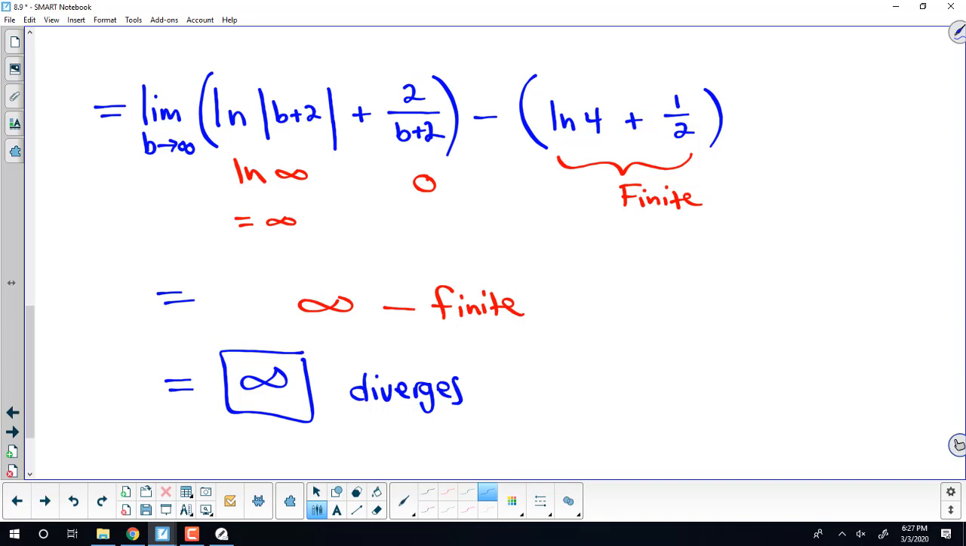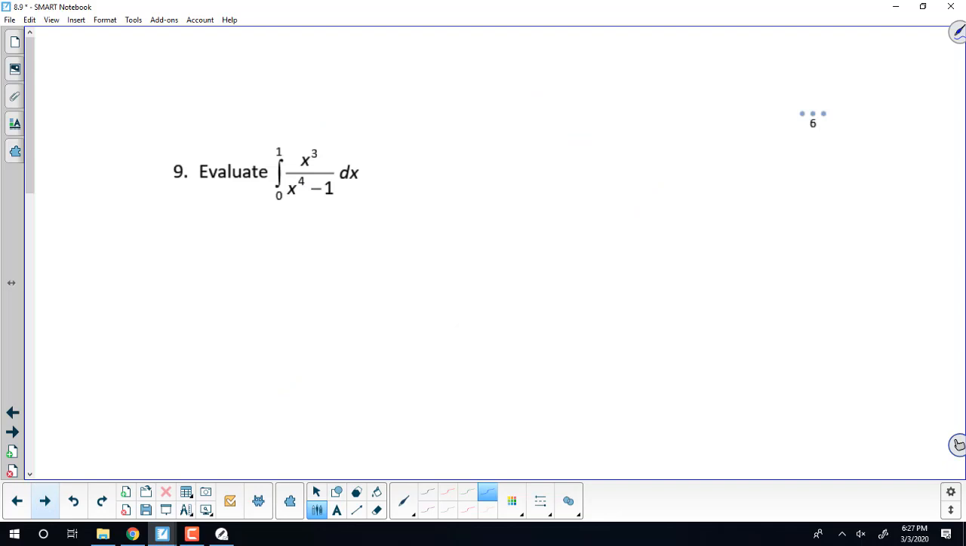Does anyone have any questions about that? All right, a couple more. So the antiderivative for number 9, x cubed over x to the 4th minus 1. How are we going to find the antiderivative? Think about it for a minute.